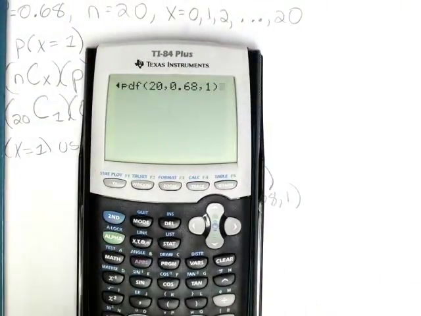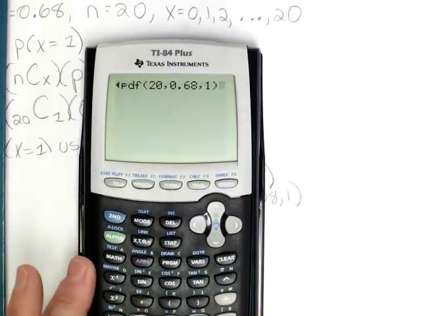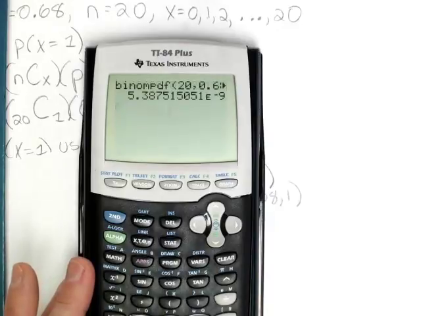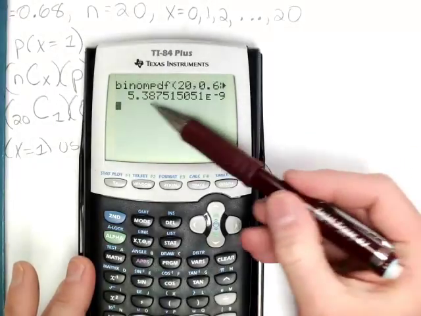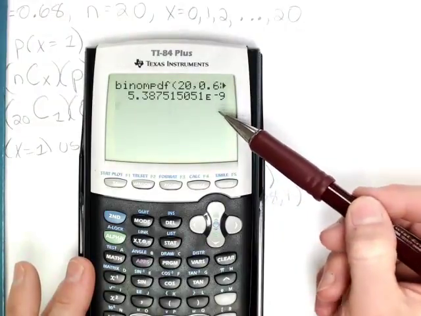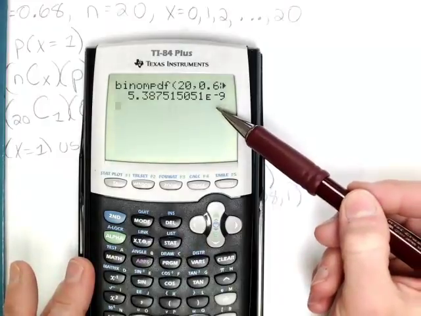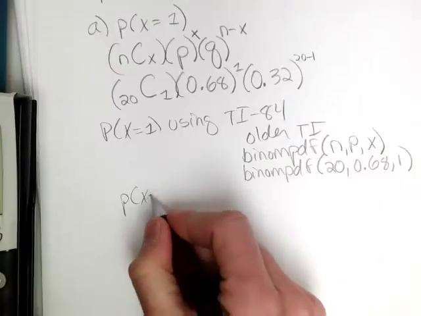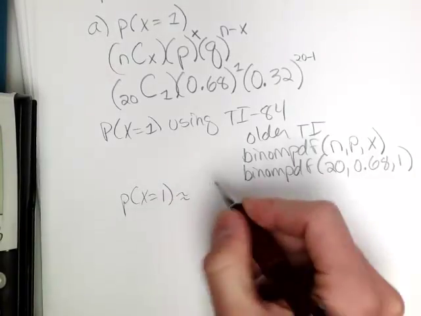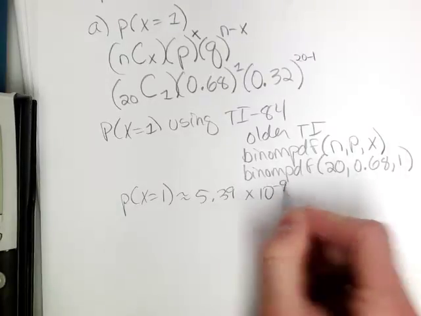On the newer TI, it's a little bit more obvious. After you get the information put in, press enter, and notice that it's in scientific notation. Again, you all need to know how to reinterpret this in proper scientific notation. So the probability X is equal to exactly 1 is approximately 5.39 times 10 to the negative 9 power.